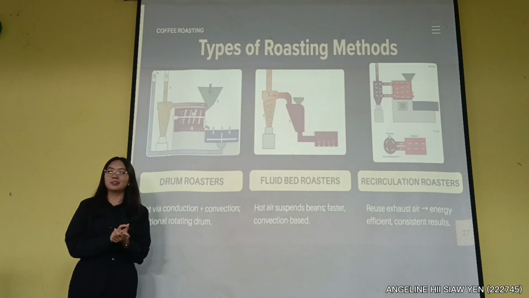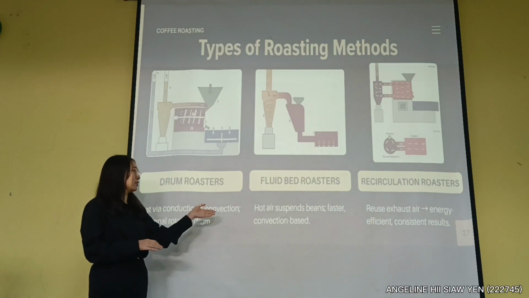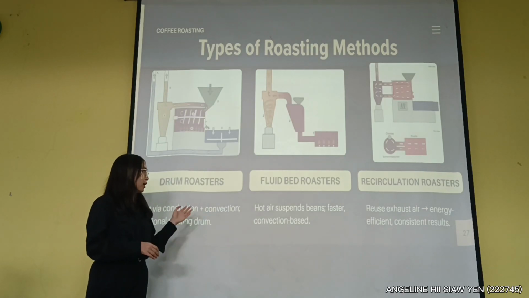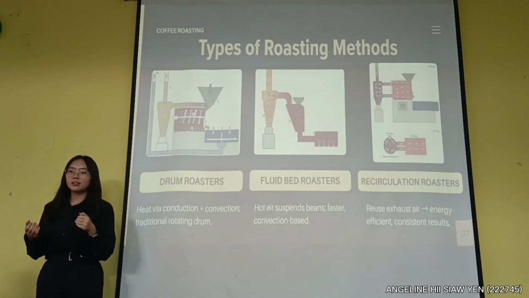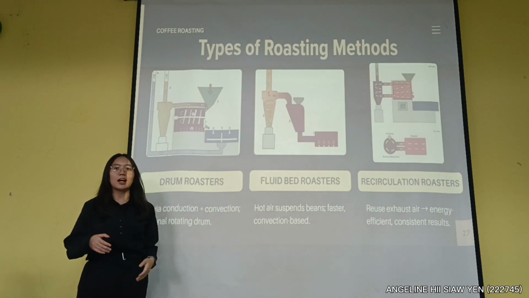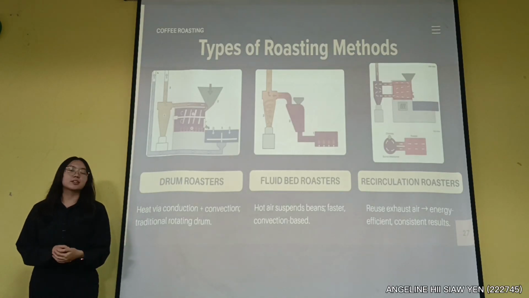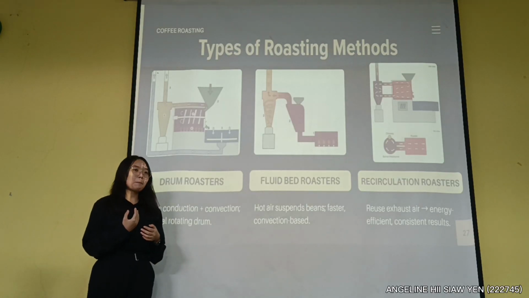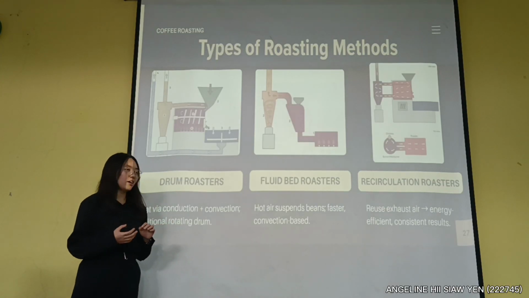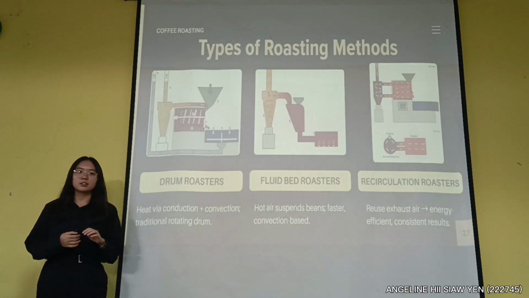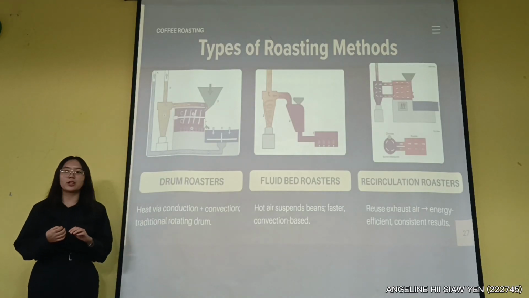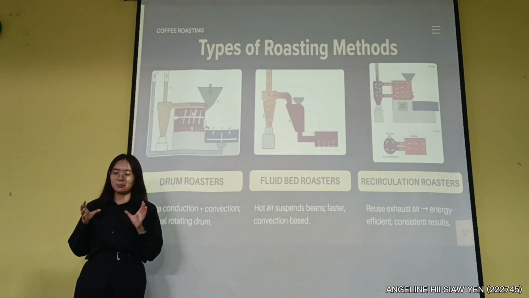are heated evenly. So the second one is the fluid bed roaster, which roasts beans using hot air, and it gives cleaner and brighter flavors. Usually, this type of method is faster. Then the last one is the recirculation roaster, which reuses the exhaust air. It is more energy efficient and consistent, which is great for large batches.